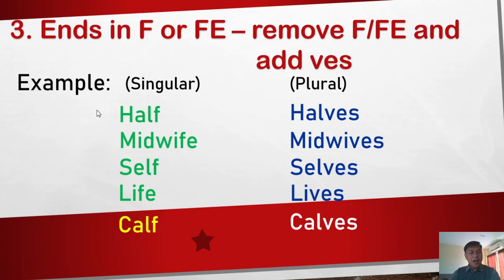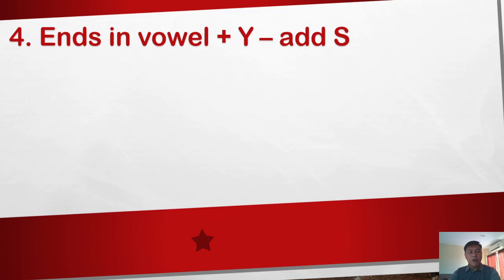Okay, one half, two halves; one midwife, two midwives; one self, two selves; one life, two lives; one calf, two calves. Okay, very good. Next is number four.